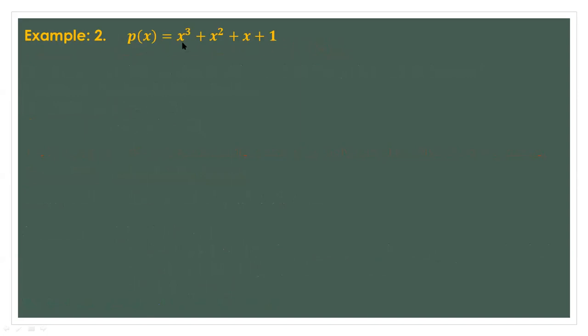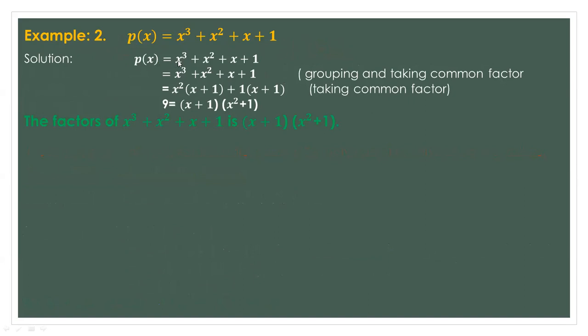p of x is equal to x cube plus x square plus x plus 1. So we have a solution for this. Again grouping and taking the common factor. In the first two terms, x square is a common factor, so x is left here, plus 1. Take 1 as a common factor in the next two, leaving x plus 1. Now again take the common factor: x plus 1 into x square plus 1. So the factors of x cube plus x square plus x plus 1 are x plus 1 into x square plus 1. Okay, friends. So next, one more example.